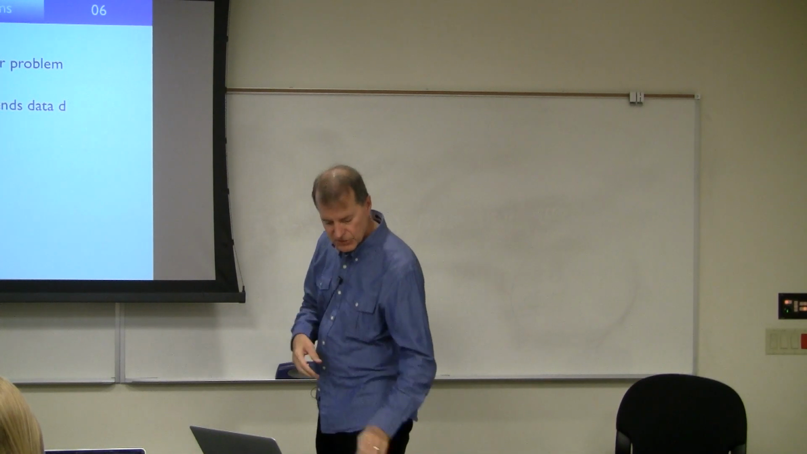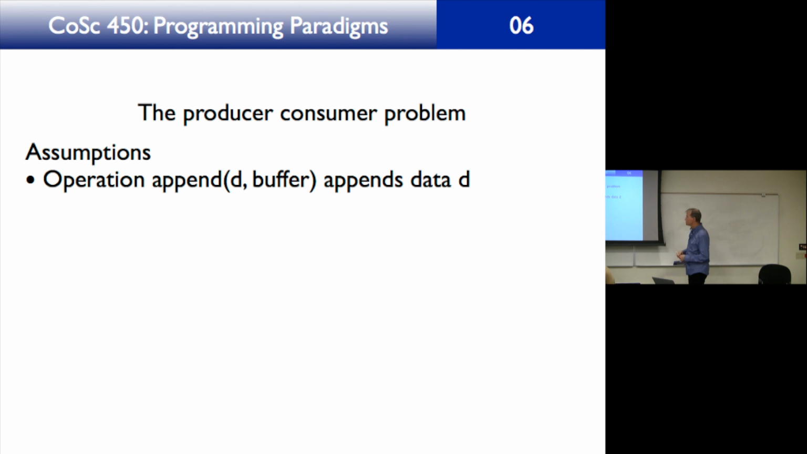In the producer-consumer problem, the program that you were supposed to do for today, but which is now due, since you got an extra day, is an example of a producer-consumer problem with a finite buffer. So here's what we have. The assumptions are that we have operation append, D is the data, and buffer is an array.